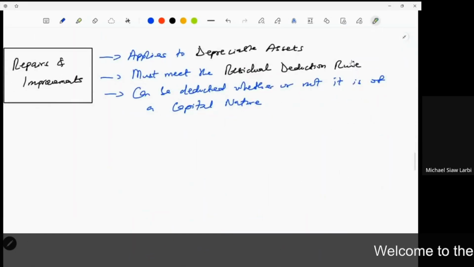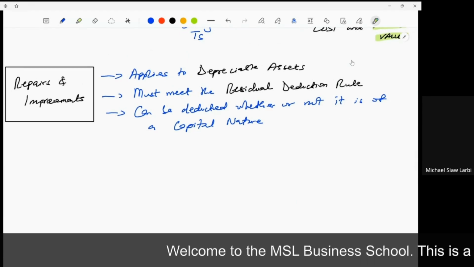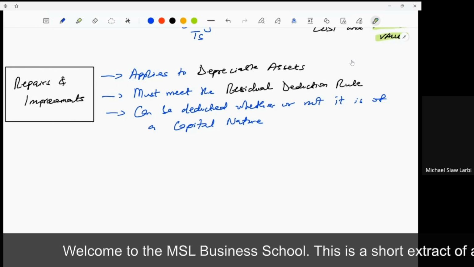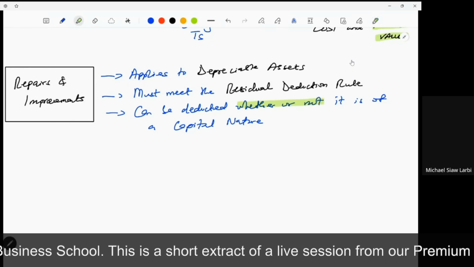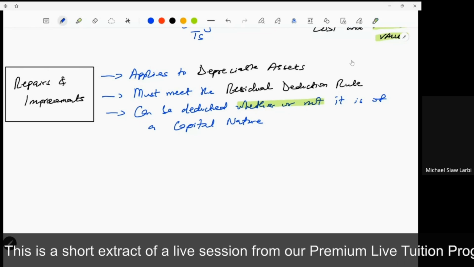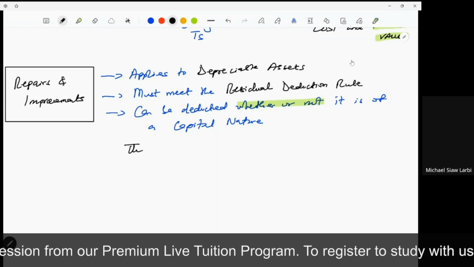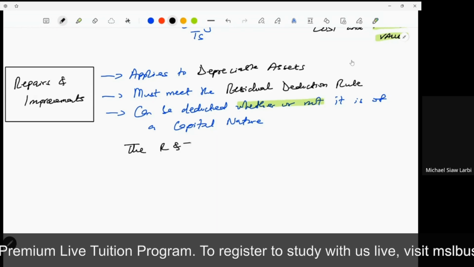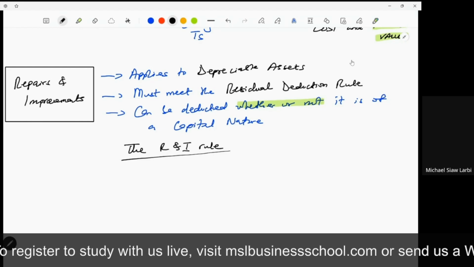So these are the things so far. It must be a depreciable asset. It must meet the residual deduction rule, and it can be deducted whether or not it is of a capital nature. Now, let's come to the rule proper. I can call this the R and I rule, the repairs and improvements rule, right?